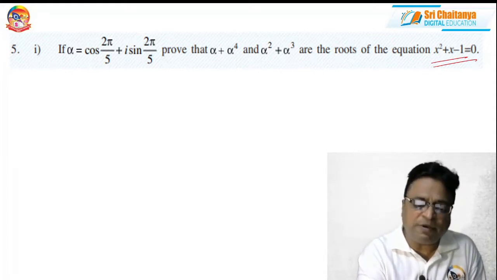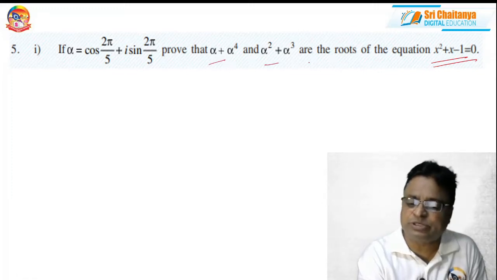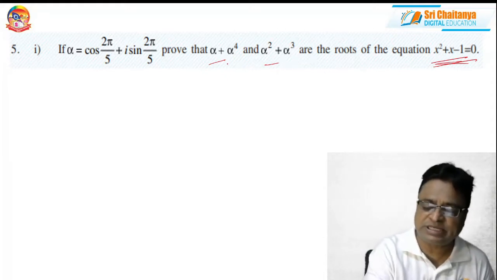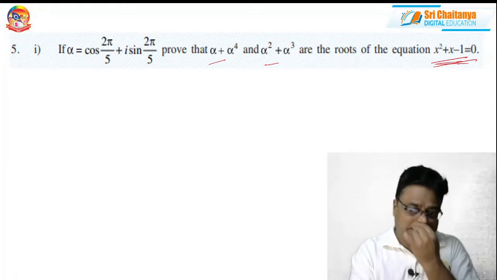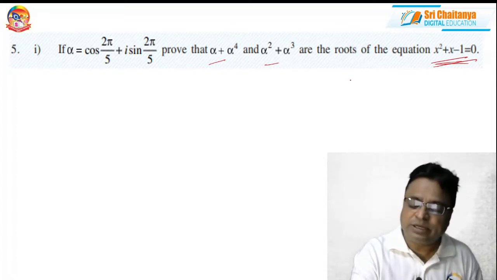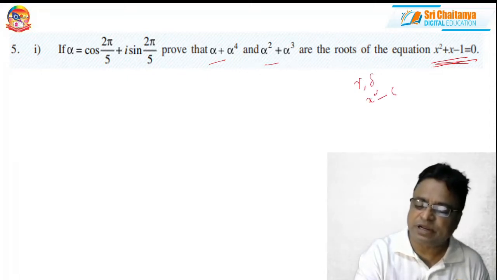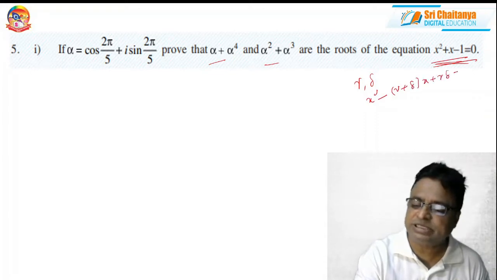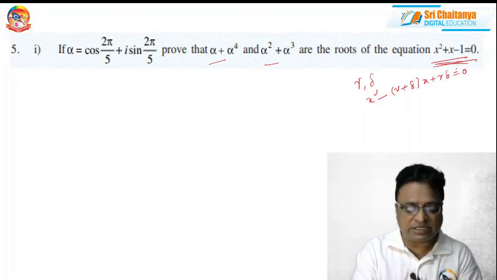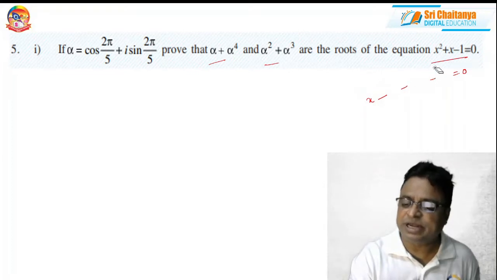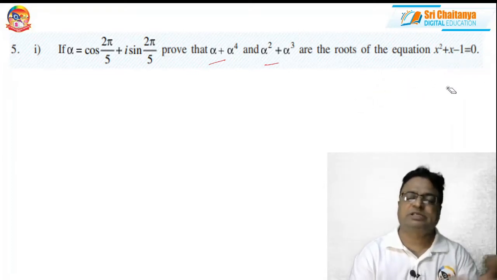With the help of that, we are going to show that these are the roots of this particular equation. We know that a quadratic equation having roots gamma and delta is x square minus (gamma plus delta) x plus gamma delta equal to 0. This in general we can write. That means you find the sum of the roots and the product of the roots, and with their help, you can write the quadratic equation correspondingly.